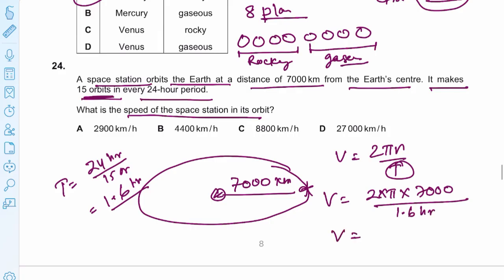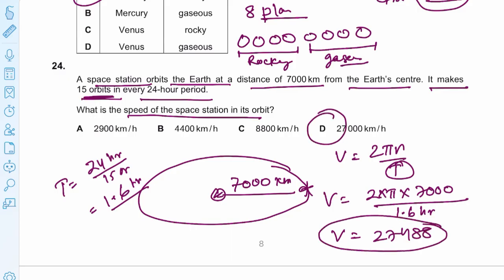So the speed, if you calculate this, is 27488, which is nearly equal to 27,000 for two significant figures. This is the answer, option D. Got it, everyone, clearly?